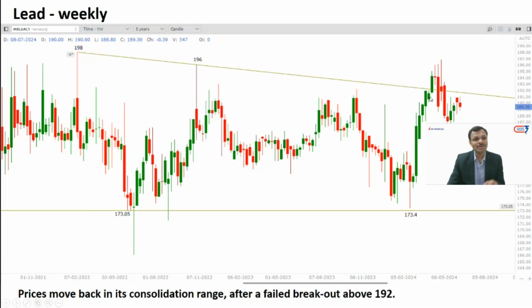So here also again highlights our point that why stop loss is necessary. If the breakout fails, there has to be something to cap our losses, and then we can wait for a reversal on the upside and for fresh positions to take. So here lead fell below this support line and is seen trading below the same. So again it has gone into its consolidation range, and we expect prices to trade between 173 on the downside to 192 on the higher side. So this is all from my side.